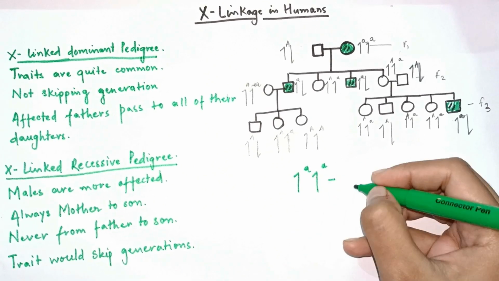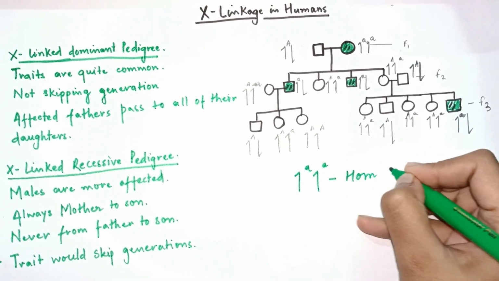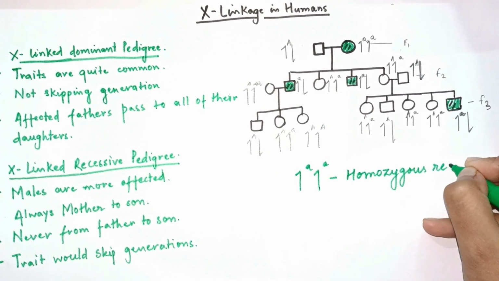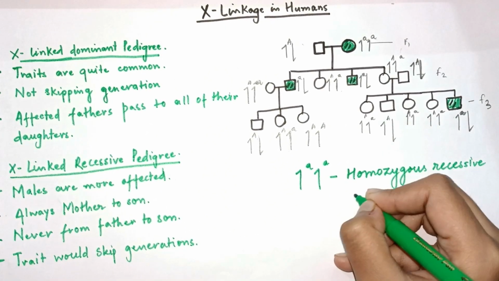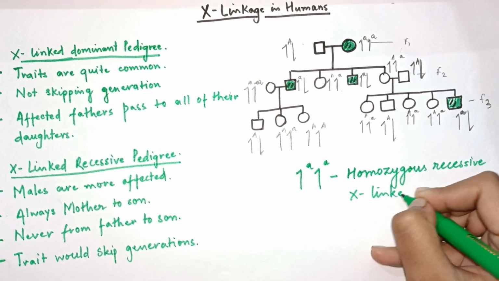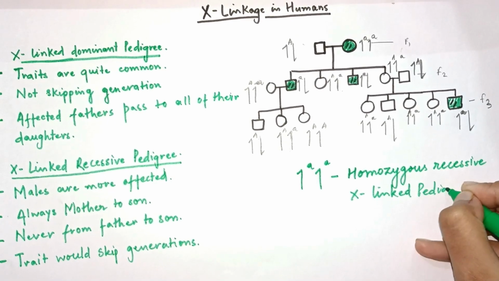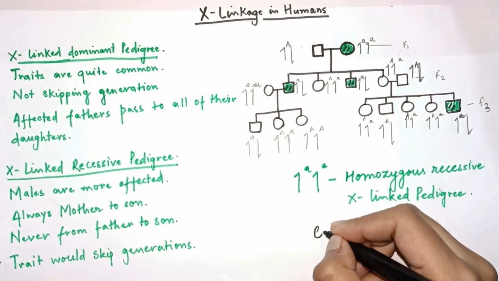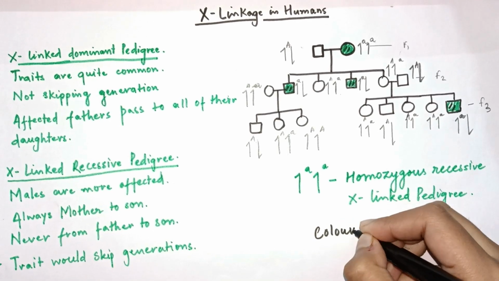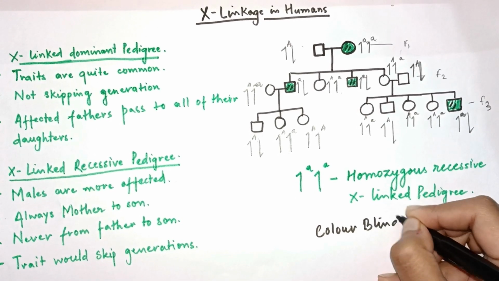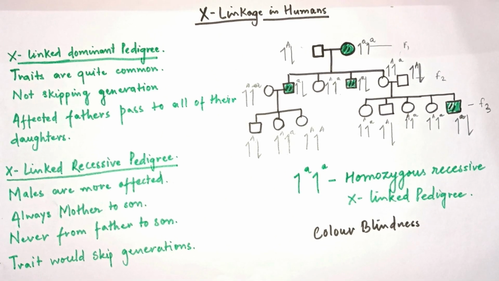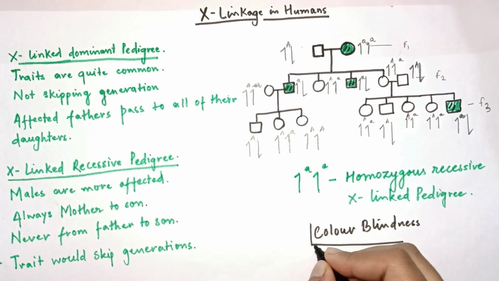This one is a homozygous recessive X-linked pedigree. This is a classic example of color blindness. Insensitivity to green light and red light. That's what happens.